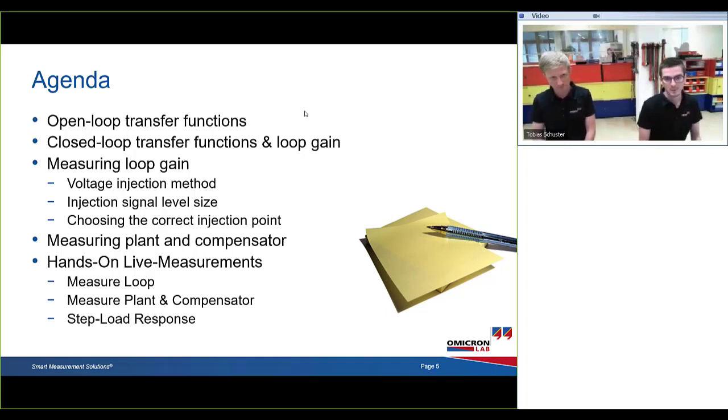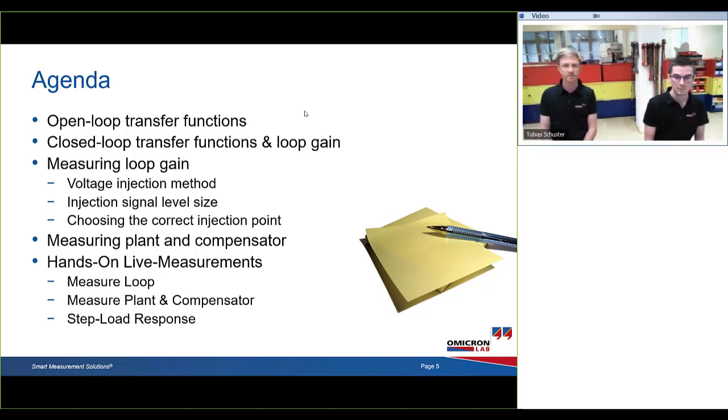Then Florian will explain measuring of the loop gain, what is the voltage injection method, how big should be the injection signal size, then how to choose a correct injection point and some practical examples as well. And then we will explain how we can measure the plant and the compensator.